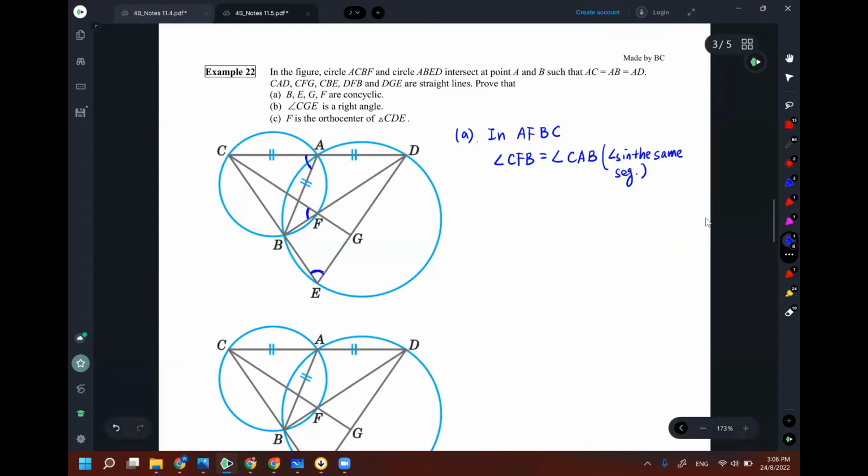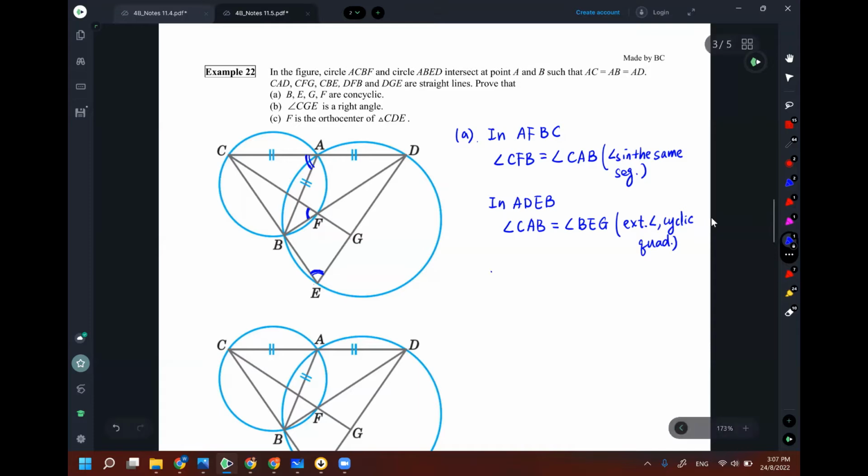These two are equal. And then look at the bigger circle, in ADEB, the bigger circle, angle CAB equals angle BEG. These two are equal because exterior angle, cyclical. So they're equal. So in the end, the three angles are all equal.